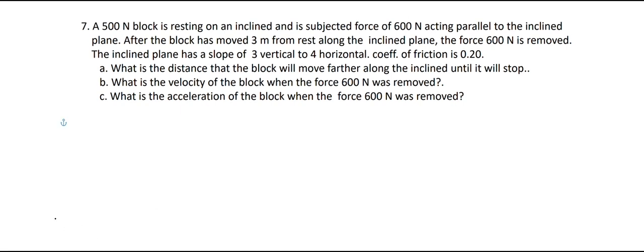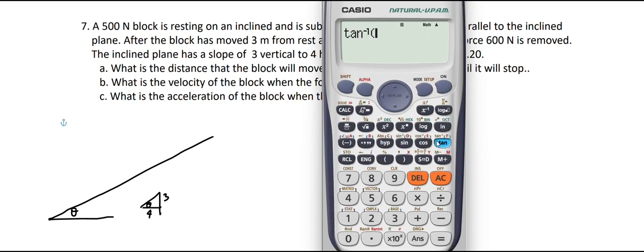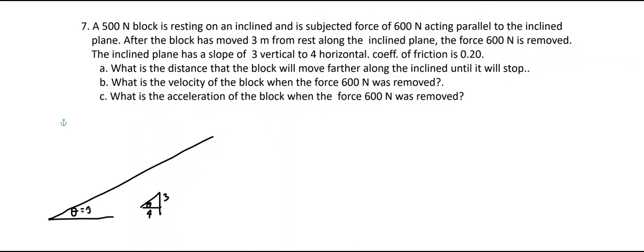So we have an inclined plane that has a slope of 3 vertical and 4 horizontal with an angle theta right here, which is also equal to this angle. We can solve for theta using the arctangent function. We have the opposite side of 3 meters divided by the adjacent side. We get our theta equal to 36.87 degrees.